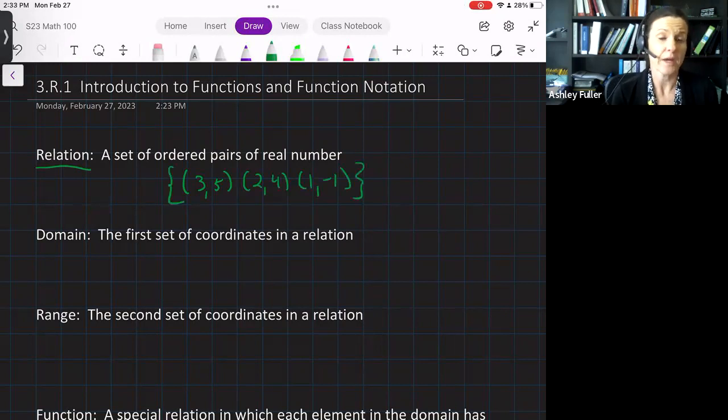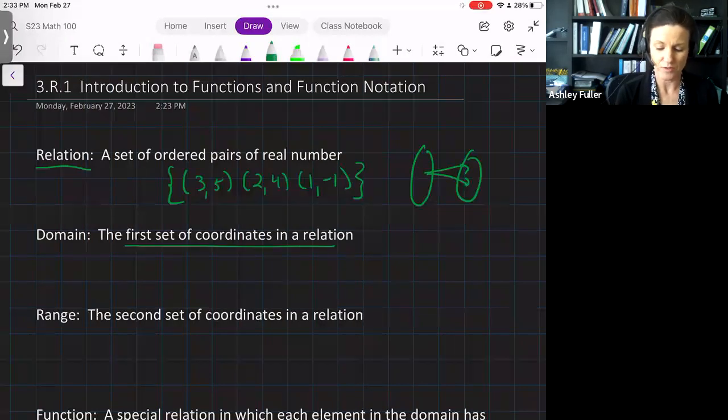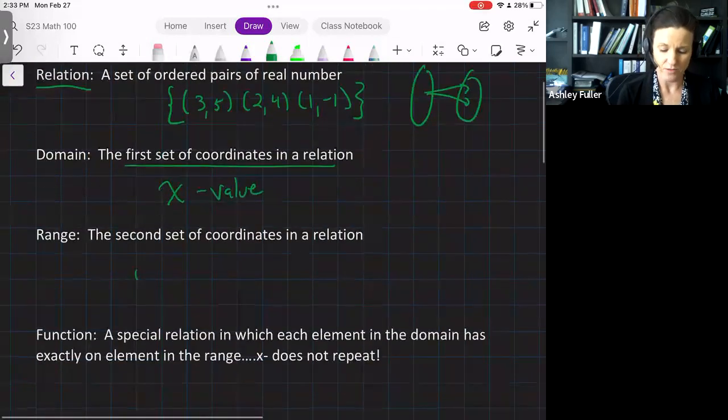I can list them as ordered pairs. I can graph them on a coordinate plane. I can list them in two circles and show how they relate to one another, all different ways to represent a relation. Within that relation, the first value, typically the x value, is the domain, and the second value, typically the y value, is the range.